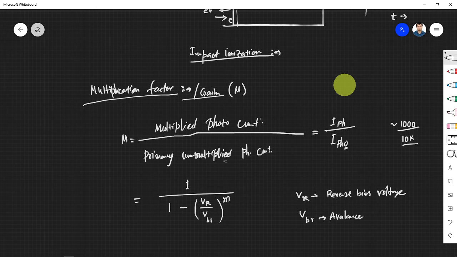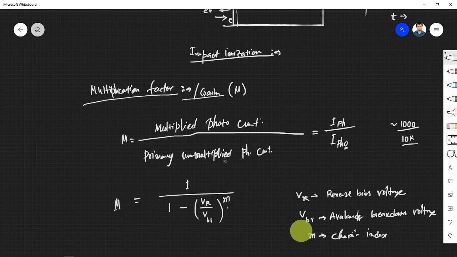Avalanche breakdown voltage. Okay, and so we have one factor m we didn't define. This m is called the characteristic index. It provides basically the best fit to the experimental data. I'll just explain how we get this characteristic index. So you can see the value of m.